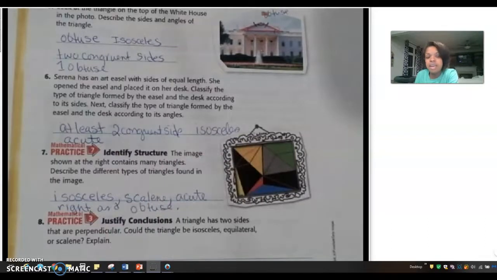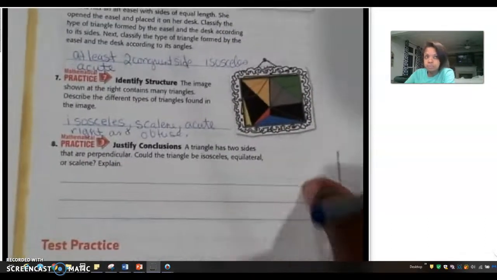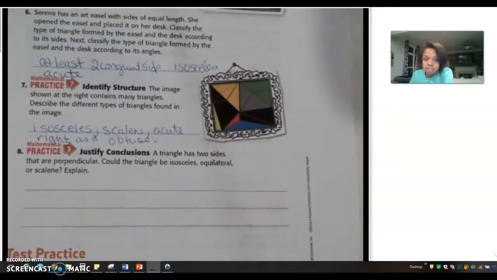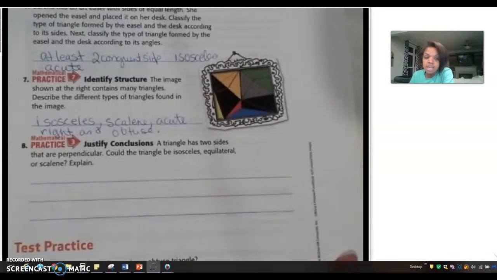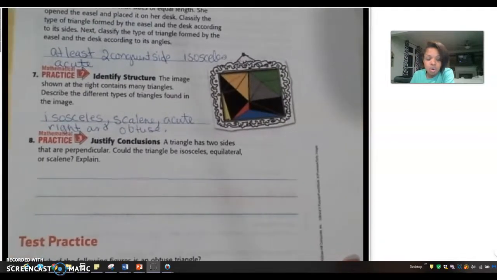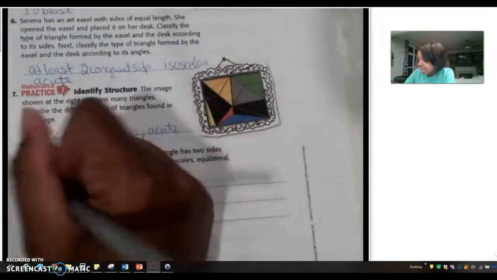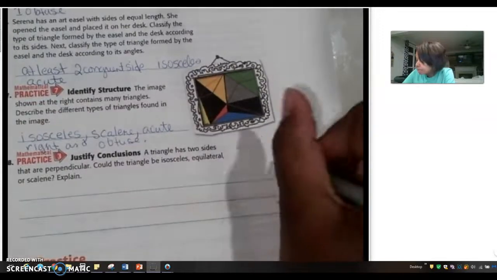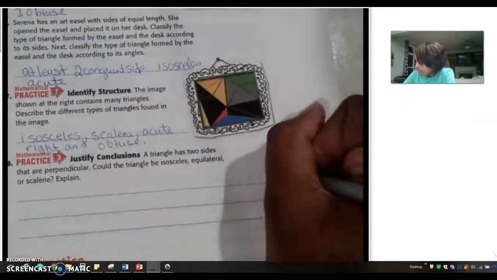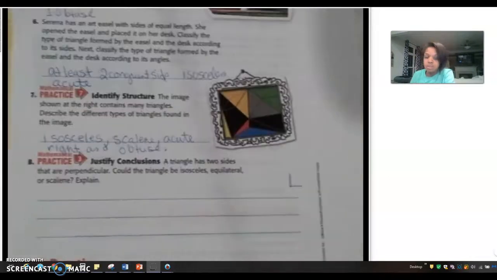All right, let's look at number 8. We're almost done. A triangle has 2 sides that are perpendicular. Could the triangle be isosceles, equilateral, or scalene? Explain. Well, first thing you have to understand is what perpendicular means. Perpendicular just means that they are running this way to this way, okay? So if 2 sides are perpendicular, then that means it is a right triangle. Why? Because perpendicular lines run that way and that way to each other, okay?